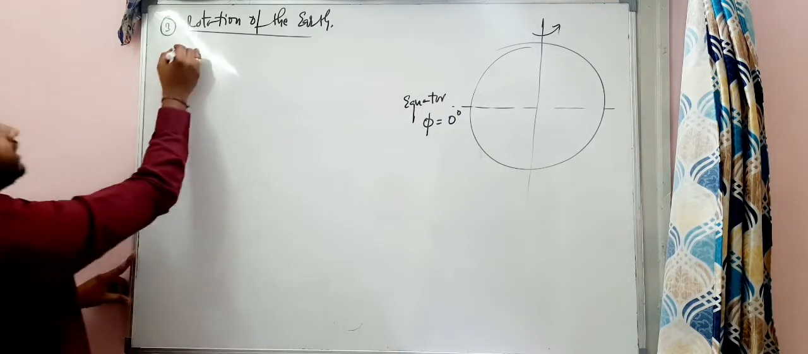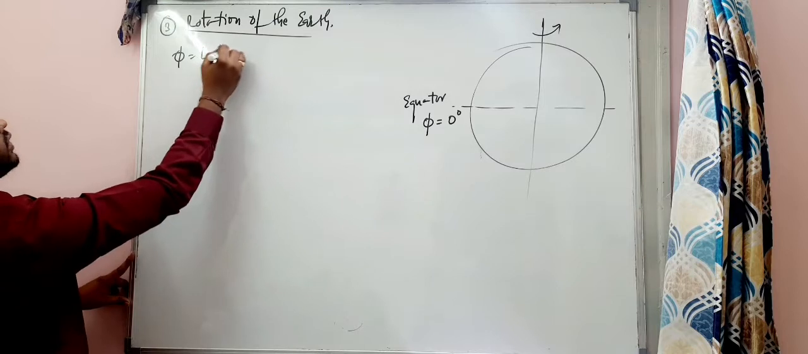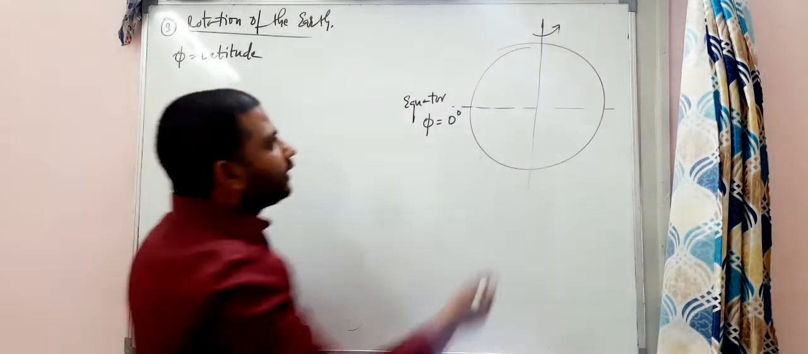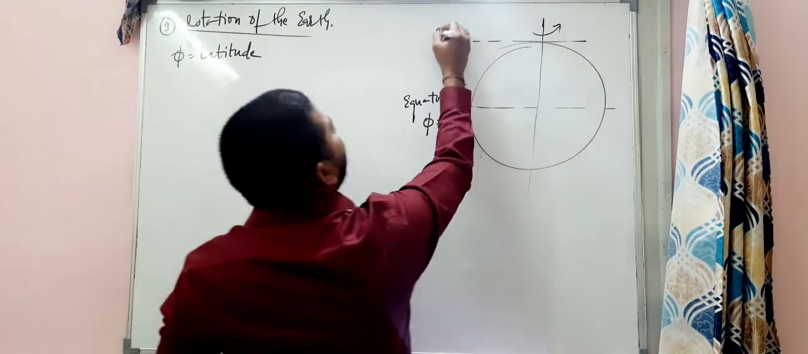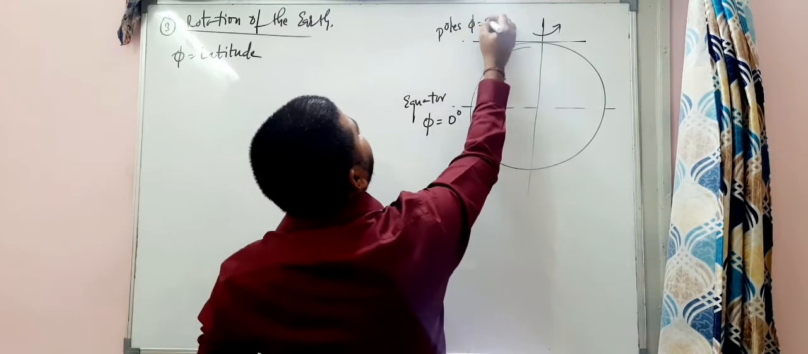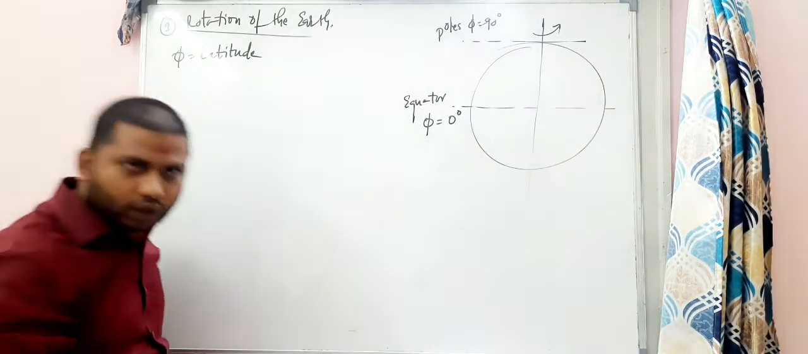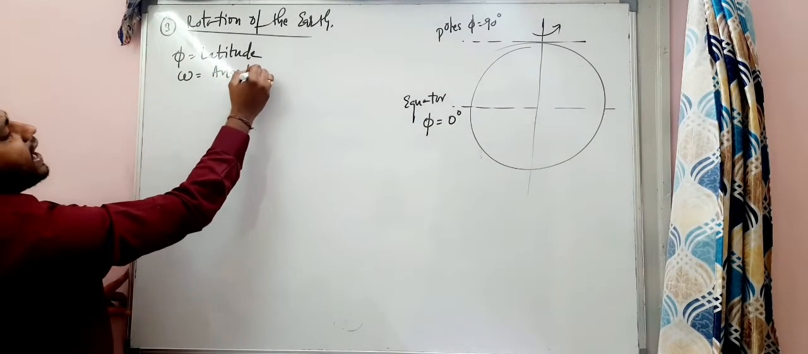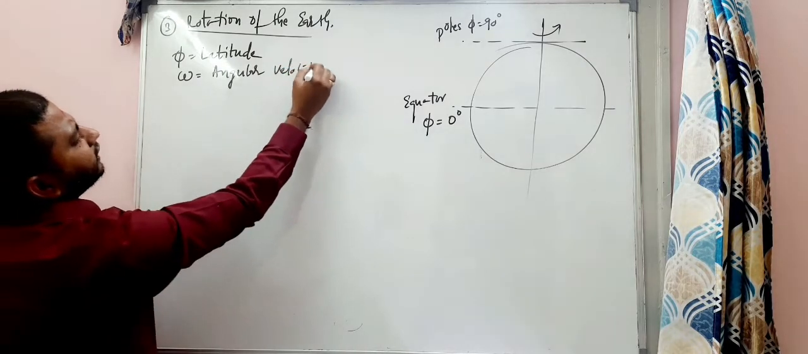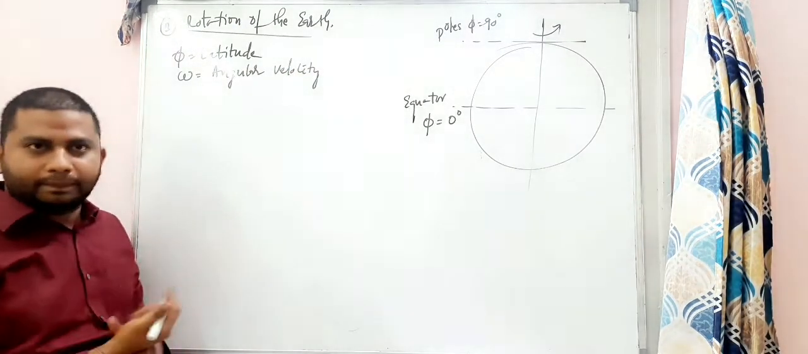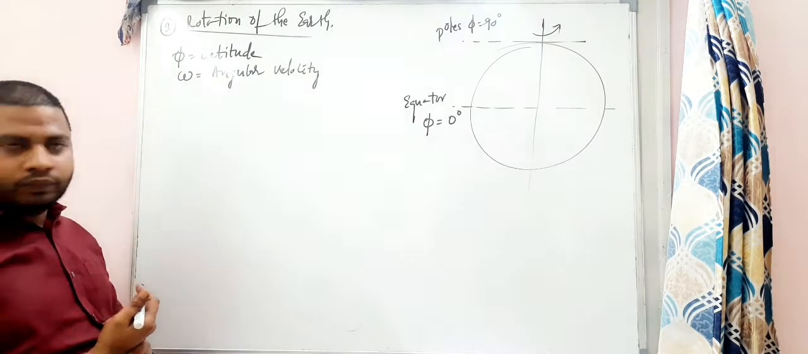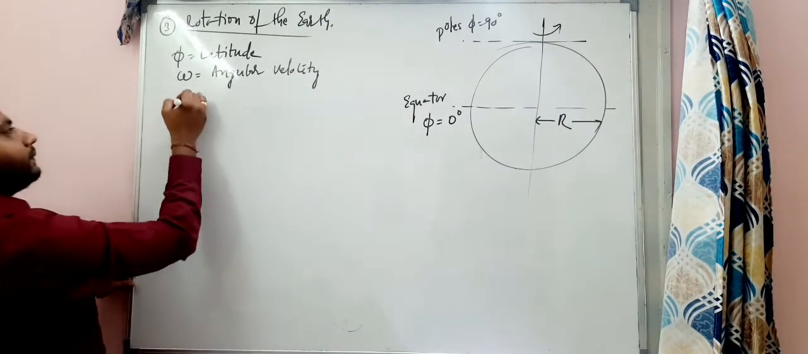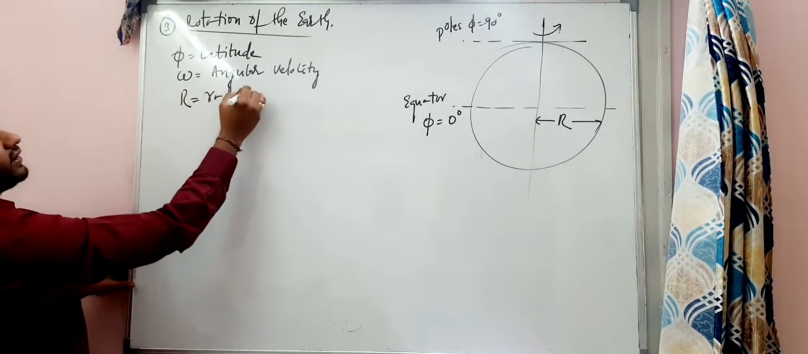Latitude I'm representing with this symbol. In your lower classes, you might have learned about latitude. And at the poles, the latitude will be 90 degrees. All right. And omega, you already know, is the angular velocity. So this is the angular velocity omega. Then the radius of the earth is r.